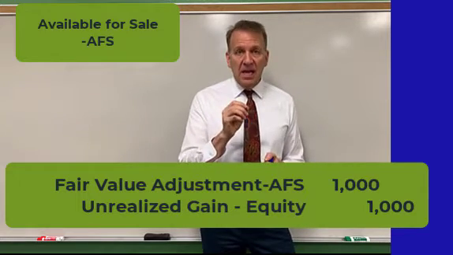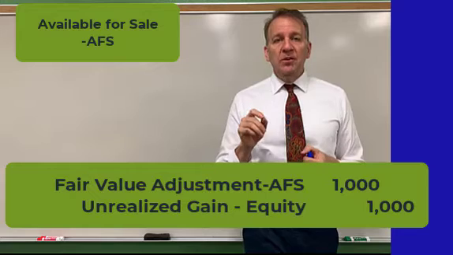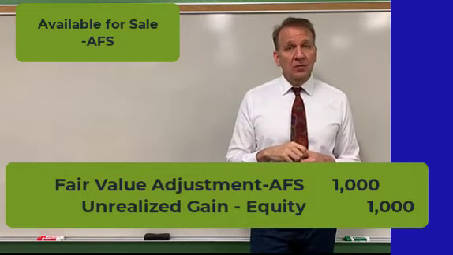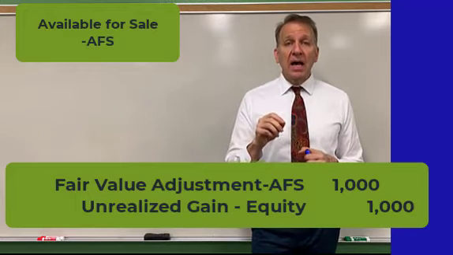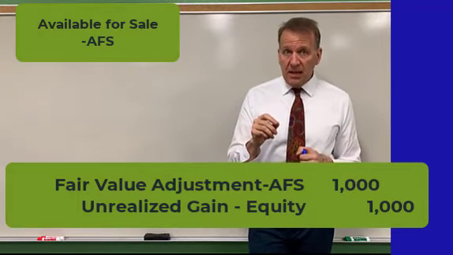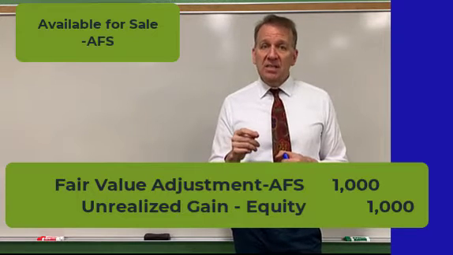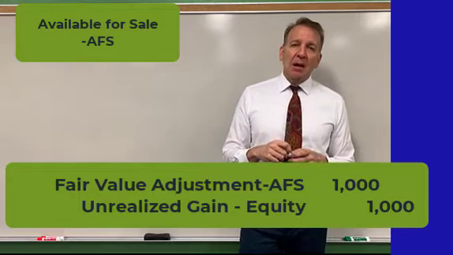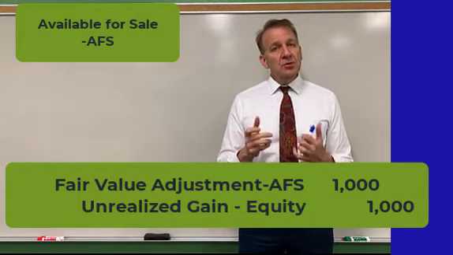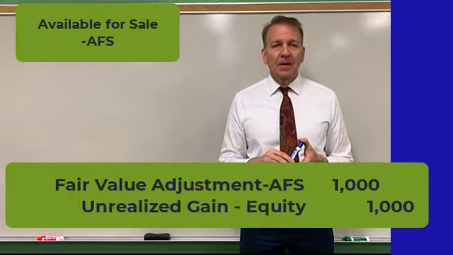So in this example, we would say fair value adjustment dash available for sale, and we would debit it $1,000. Then our credit would be to the unrealized gain, because it's a gain in this case, and we would say dash equity, because available for sale goes to equity. And that would be for $1,000. So that would be your journal entry to adjust for this account.